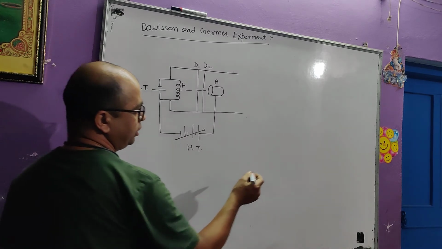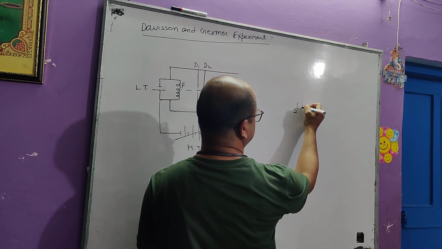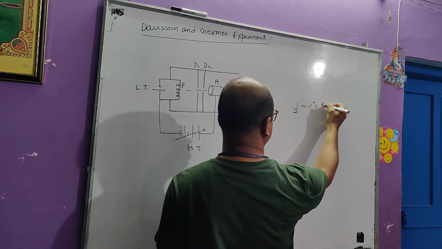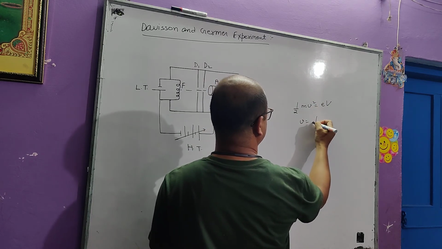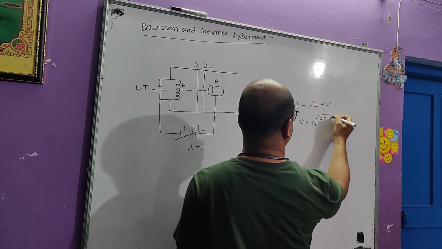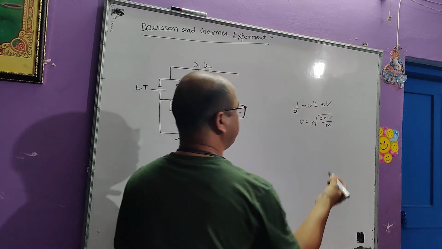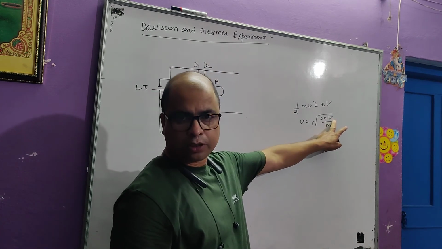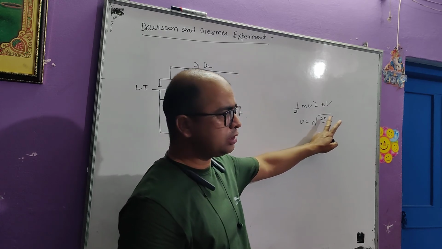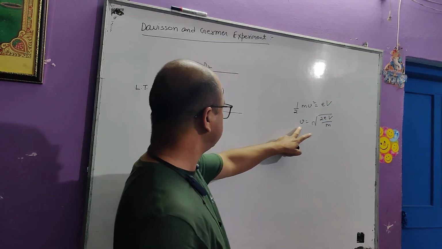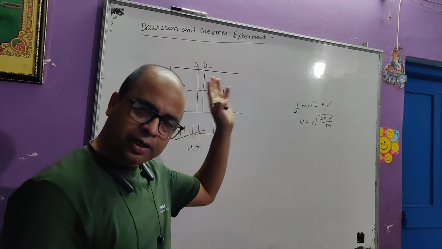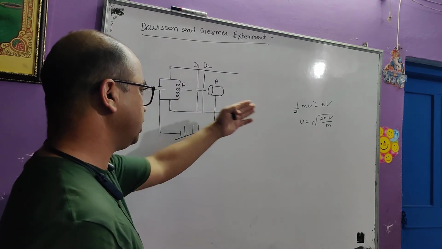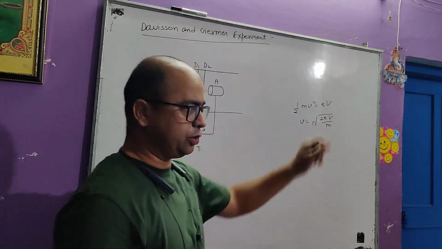We know, and here I am writing this expression, half mv square equals eV, or v equals under root 2eV over m. As the potential of the high tension battery increases, the velocity of the electrons will increase gradually accordingly.